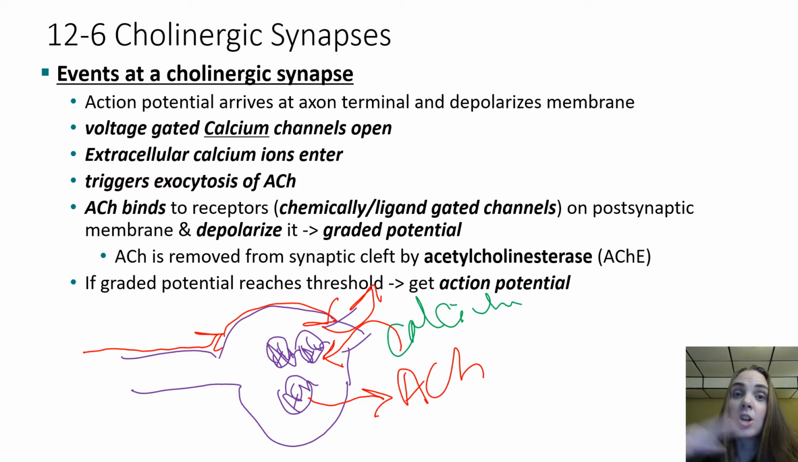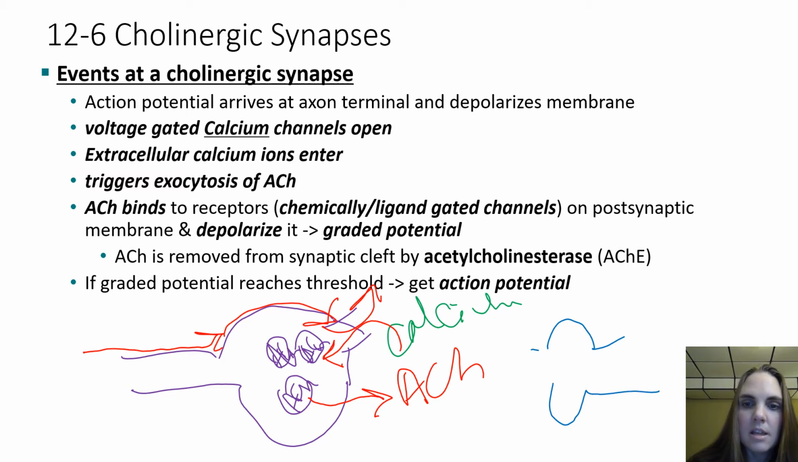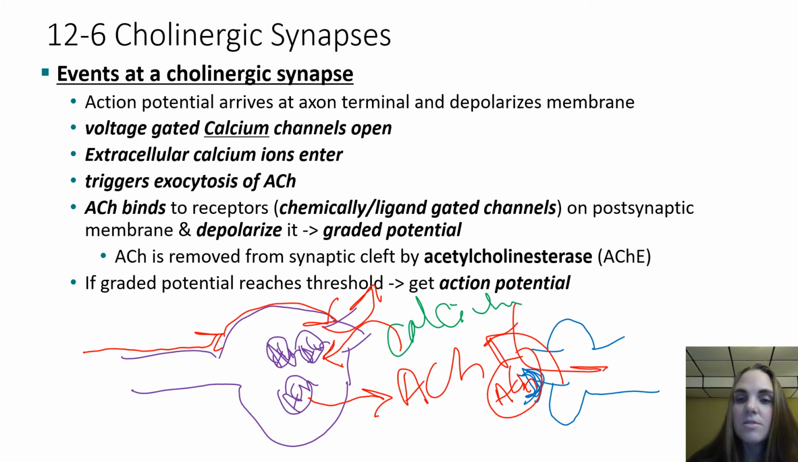The acetylcholine is then going to cross the synaptic cleft to the postsynaptic membrane, and there are receptors on the postsynaptic membrane that bind acetylcholine. So they're chemically or ligand gated receptors. So here's our postsynaptic cell, and we've got these special chemically gated channels. So the acetylcholine is going to come in and bind that chemically gated channel, and that's going to open it and allow influx of sodium into that postsynaptic membrane.